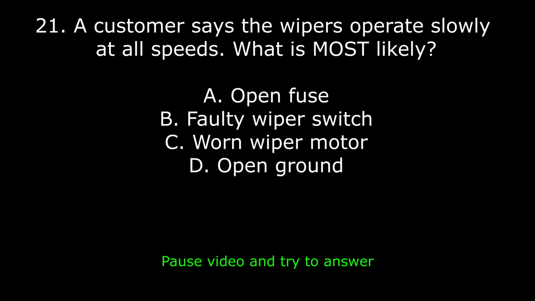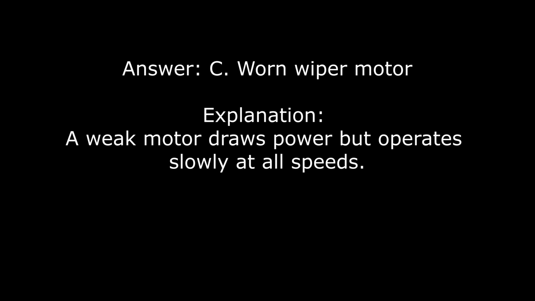21. A customer says the wipers operate slowly at all speeds. What is most likely? A. Open fuse. B. Faulty wiper switch. C. Worn wiper motor. D. Open ground. Answer: C. Worn wiper motor. Explanation: a weak motor draws power but operates slowly at all speeds.